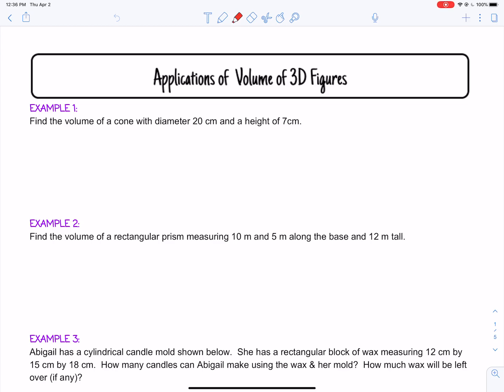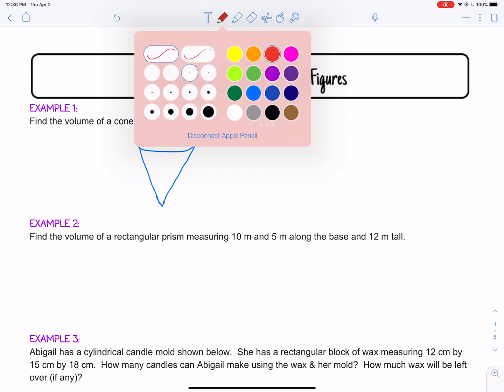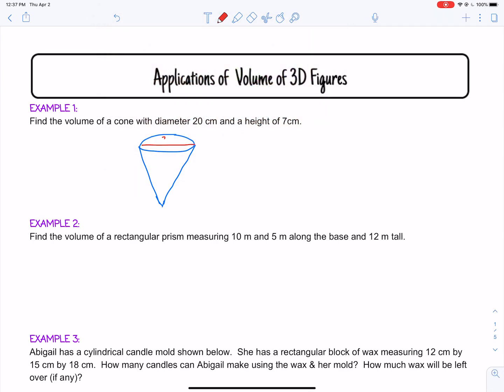In this video, we're going to take a look at applications of volume of 3D figures. For example 1, it asks us to find the volume of a cone with a diameter of 20 centimeters and a height of 7 centimeters. I like to draw as best I can a picture of what they're talking about. So here is a cone, and we could add a diameter of 20 centimeters and a height of 7 centimeters.